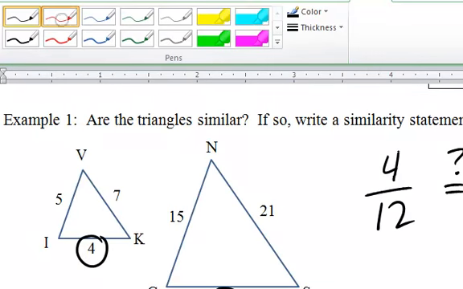Let's do the middle side. The middle side length is the 5, and the middle side length of NGS is 15.